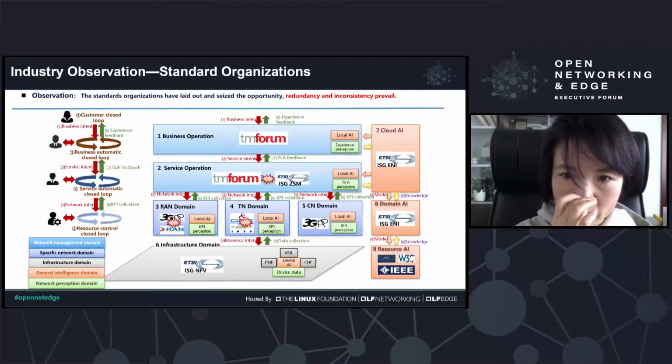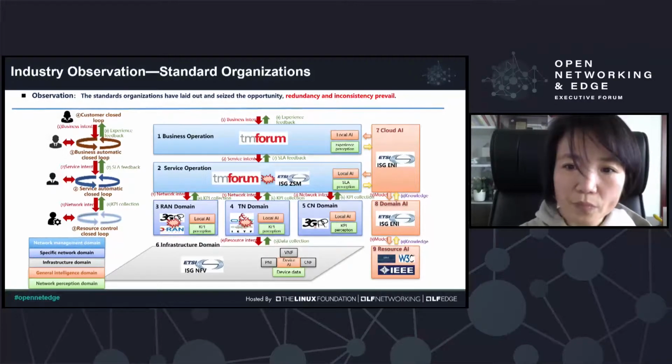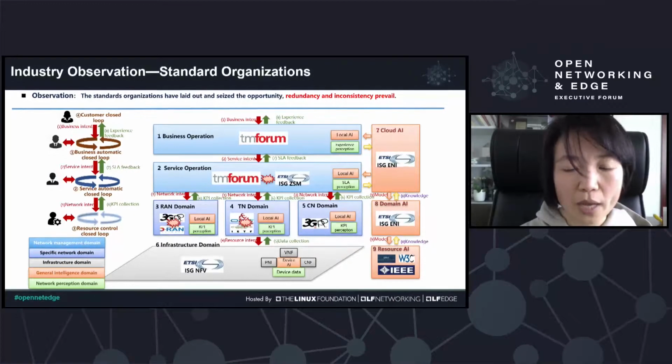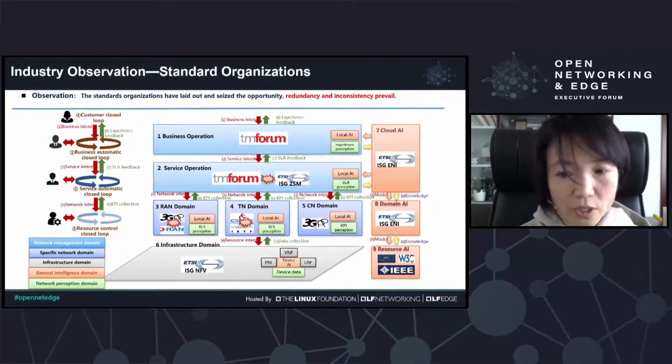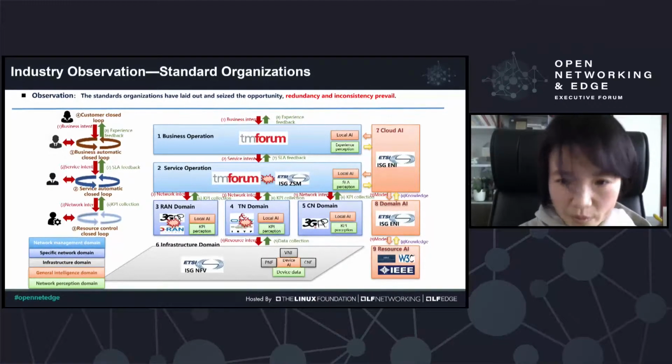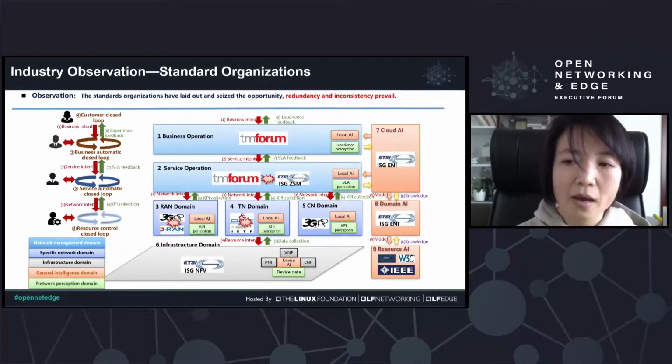So now we can see for the SDOs, they have put lots of effort in. Almost every single standard organization has put in lots of work in various forms to push the network to be intelligent. So in this graph, you see the pink one is the local AI. For the wireless domain, the RAN, transmission network, and the core network, in each domain there are specific efforts. Here I show it as local AI.